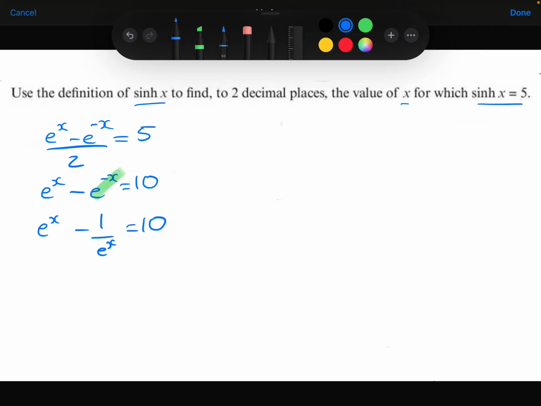That way, hopefully it's clear that in order to solve this equation, we're going to multiply through by e to the x. So e to the x times e to the x is e to the 2x, and the 10 times e to the x is 10e to the x. Moving everything over to one side now, hopefully you can see here we've got a hidden quadratic.